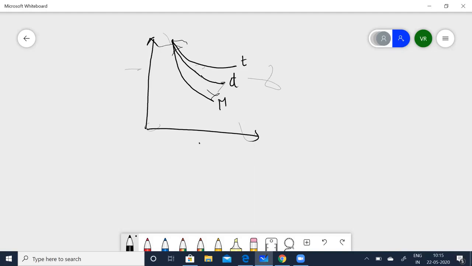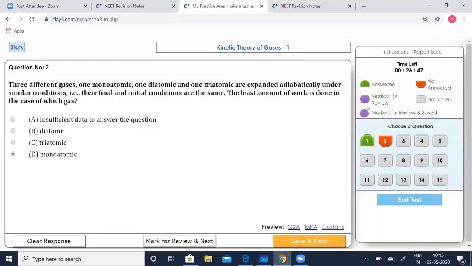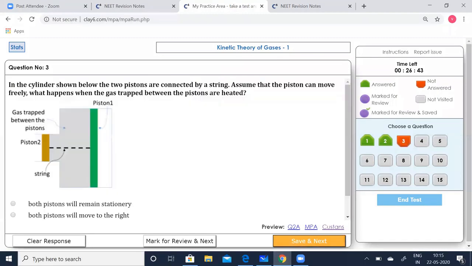This is P and this is V. So the graph for the three gases, which are expanding adiabatically, is shown. Now the slope depends upon the value of gamma. You can see triatomic gas has the least slope. Hence the work done is most in the case of the triatomic gas, then the diatomic and the monatomic. So let's see which option is correct. Monatomic. He's asking for the least amount of work done, so option D is correct.